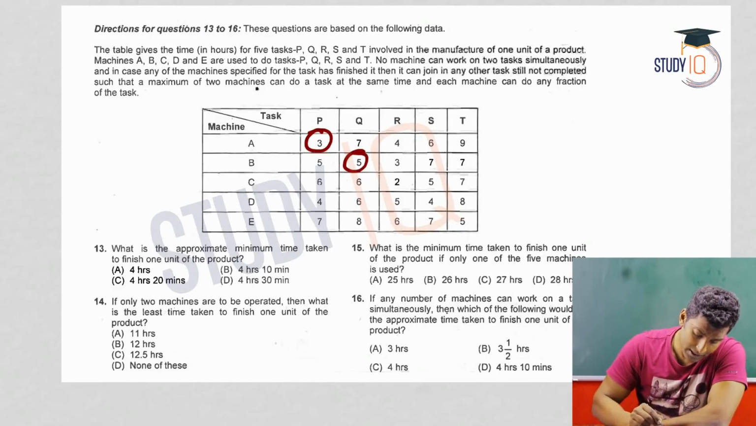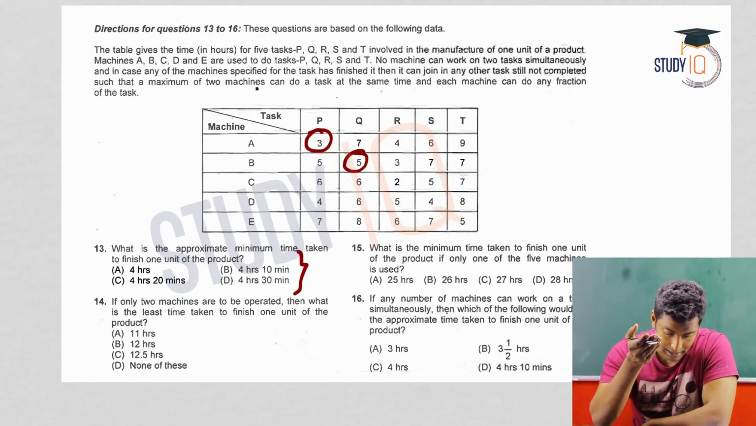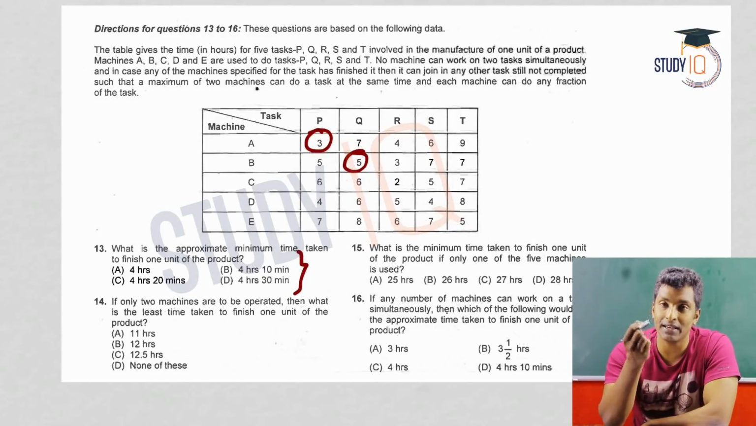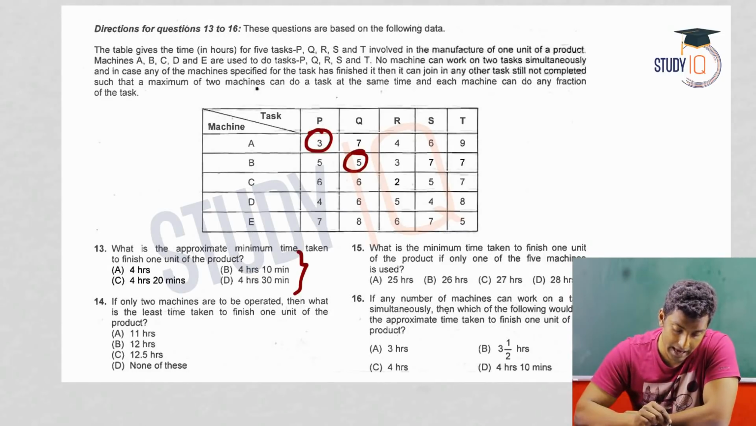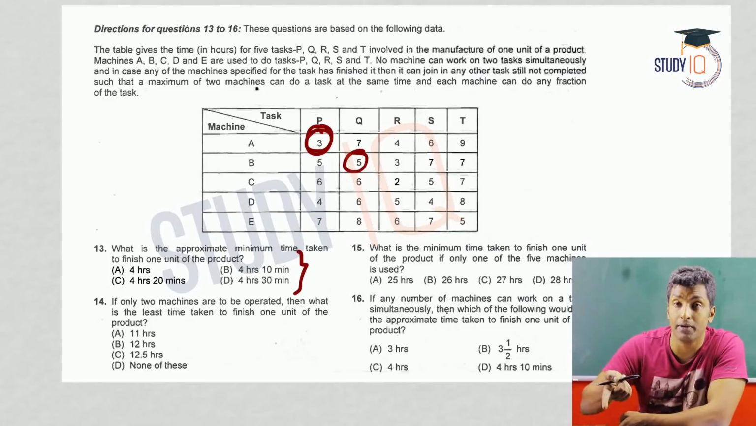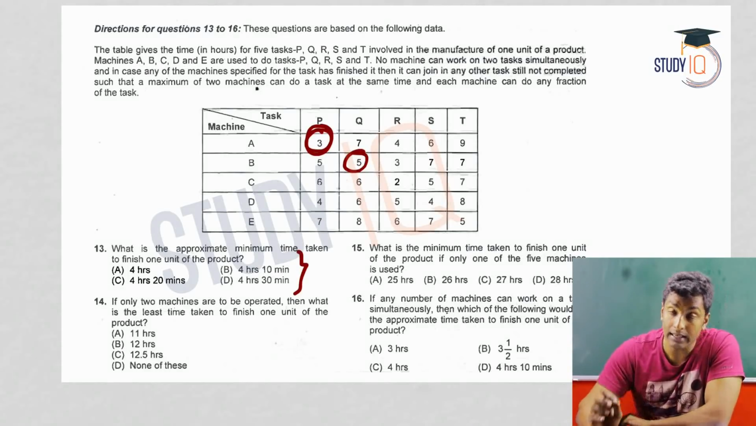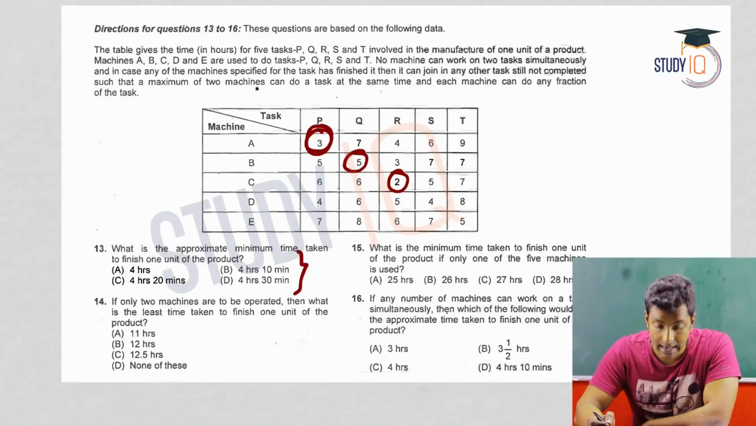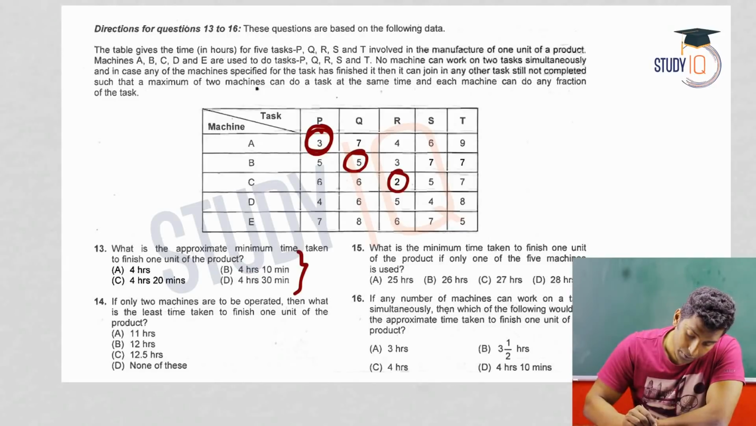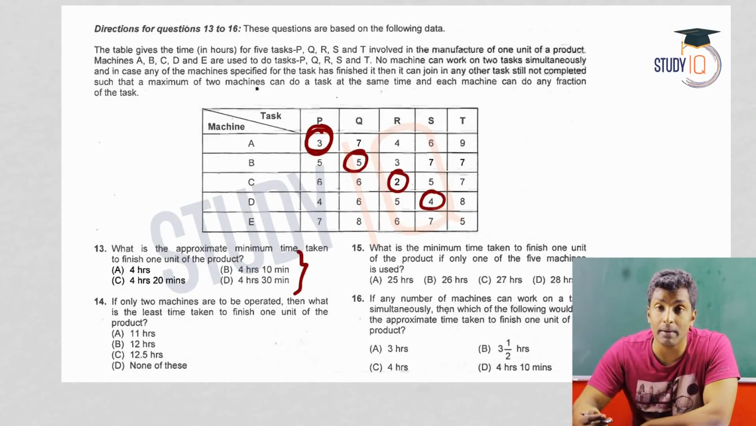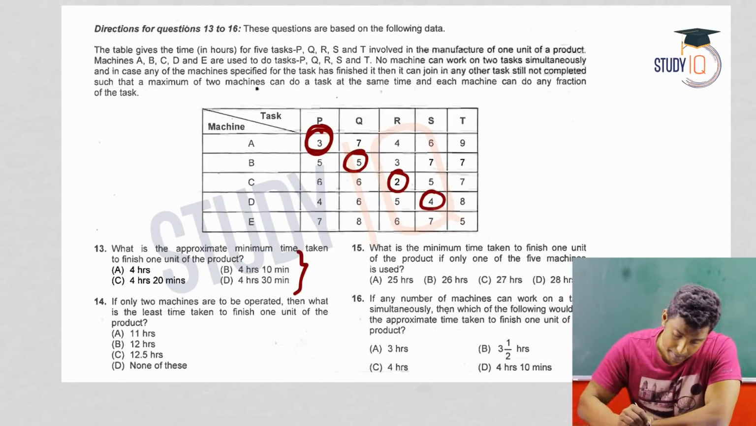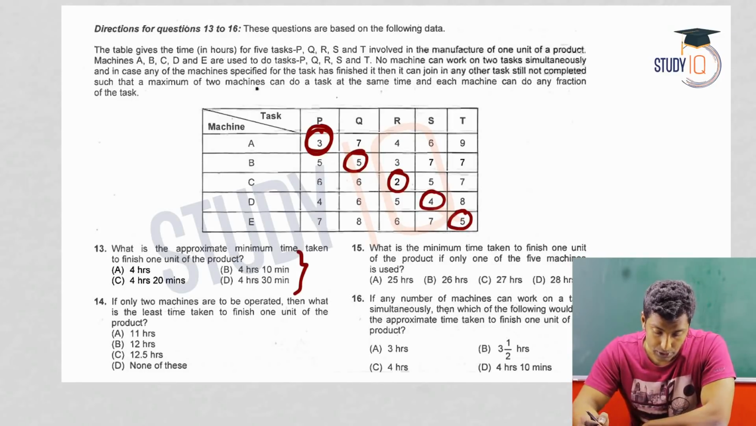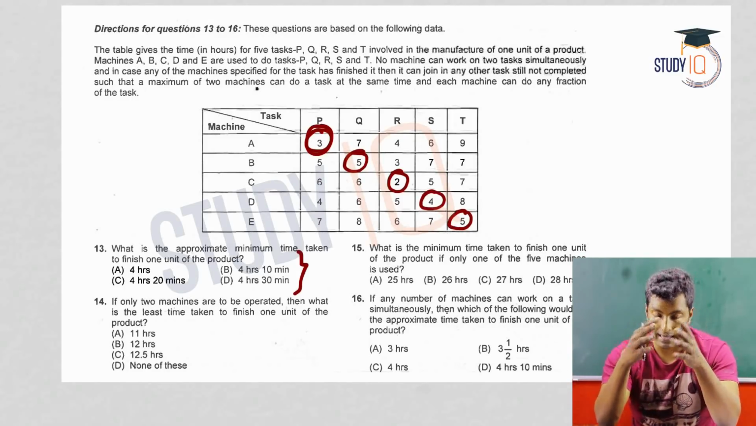But your answer options are all with 4 hours only. That means some machine is coming and helping Q. Maybe machine A after completing work P can help. Okay, now let's see task R, which is most efficient. Machine C is efficient. Okay, now let's see S. Machine D will do. T, machine E will do. So I have now assigned all the machines.